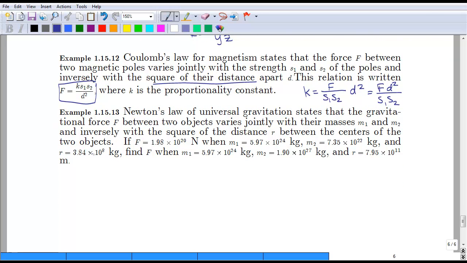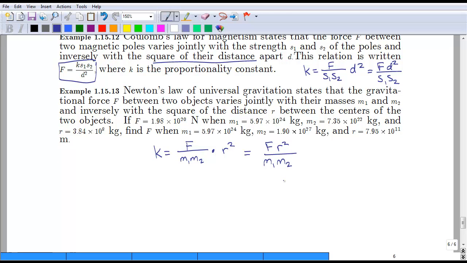Newton's law of universal gravitation states the gravitational force F between two objects varies jointly with their masses. So in this case, k is equal to F divided by M1 M2. So this is looking similar to the last one. And inversely with the square of the distance. So again, times r squared, because inverse is going to multiply. So if we simplify, this is F r squared over M1 M2. And now we're talking about large objects. So these numbers are going to be large and involve scientific notation, so it gives us a bit of a review of that as well.